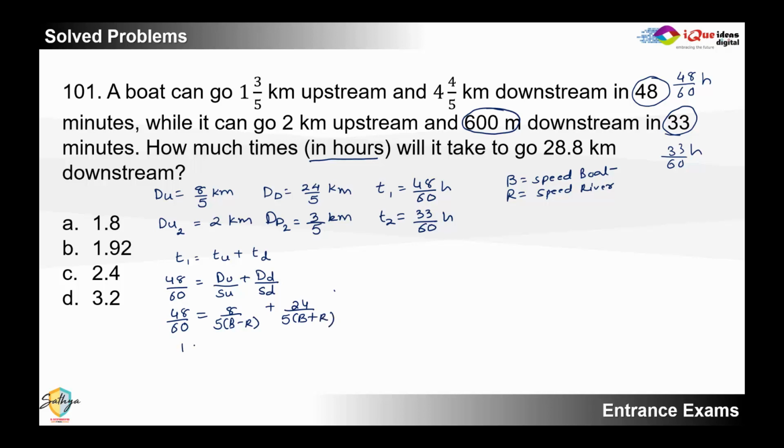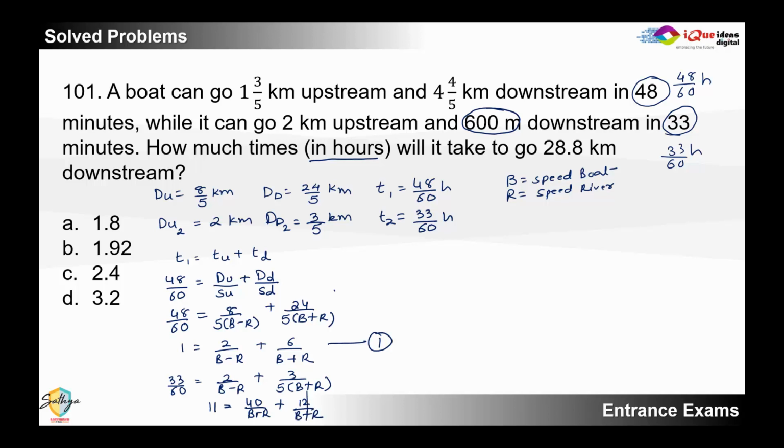Simplifying this, I get 1 is equal to 2 upon (B minus R) plus 6 upon (B plus R). This is my first equation. Similarly, for the second case, I get 33 upon 60 is equal to 2 upon (B minus R) plus 3 upon 5 into (B plus R), which ultimately works out as 11 is equal to 40 upon (B minus R) plus 12 upon (B plus R).